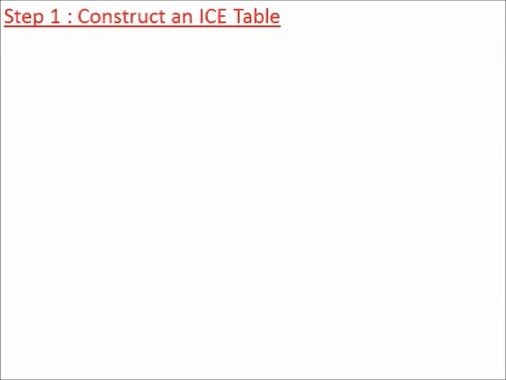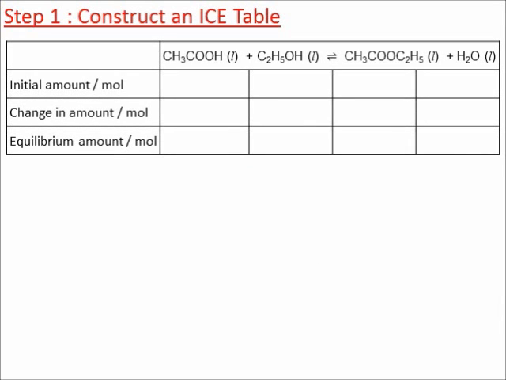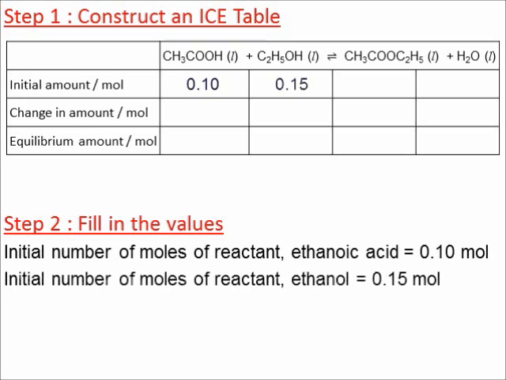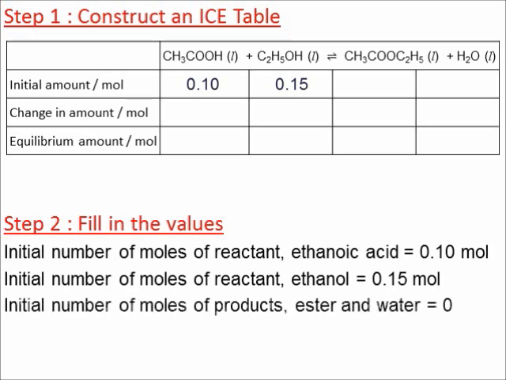Let's check your answer. Did you construct the ICE table correctly? Since water is a product in this reaction, there are altogether 4 columns. You were given the initial number of moles for both the reactants, ethanoic acid and ethanol. These belong in the first row of the ICE table. And since both the products, ethyl ethanoate, which is an ester, and water are not present at the start of the reaction, their initial number of moles is 0.